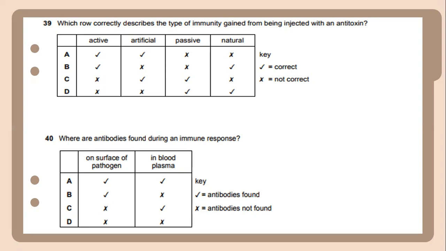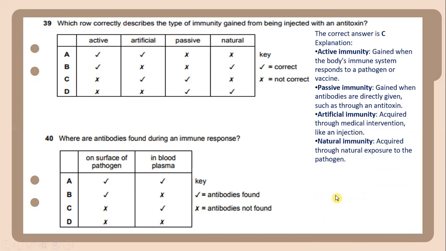which row correctly describes the type of immunity gained from being injected with the antitoxin? The correct answer will be C, where active immunity is gained when the body's immune system responds to a pathogen or vaccine, and passive immunity is gained when antibodies are directly given, such as through antitoxin. Artificial immunity is acquired through medical intervention like injection, and natural immunity is acquired through natural exposure to the pathogen. So the answer will be C.